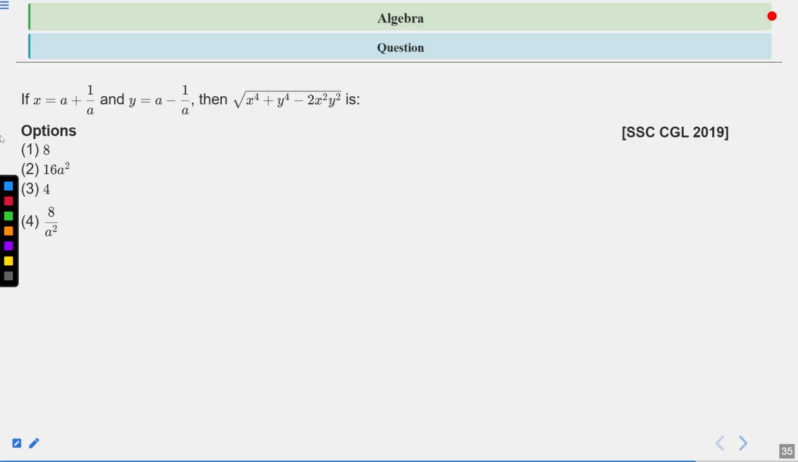If x equals a plus 1 upon a and y equals a minus 1 upon a, then what is the value of under root x to the power 4 plus y to the power 4 minus 2 times x square y square? This question was asked in the SSC CGL exam 2019. So there are 4 options. First one is 8, second is 16a square, third one is 4, fourth one is 8 upon a square. Now you have 10 seconds to analyze the question. Your time starts now.